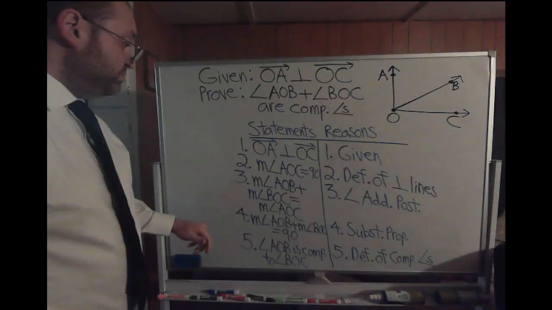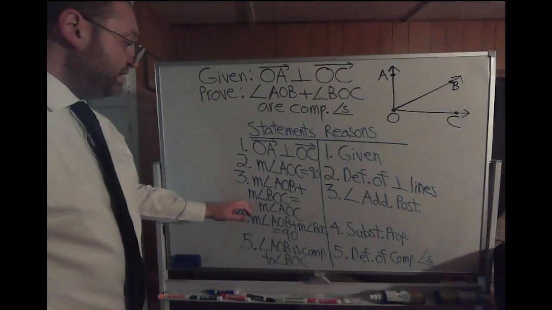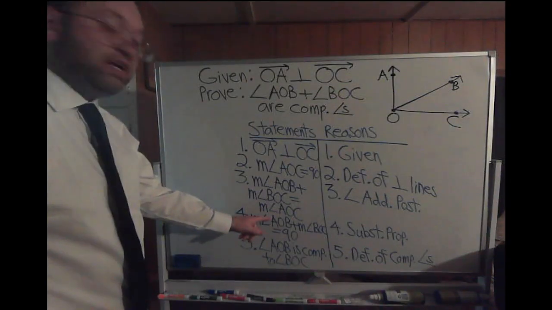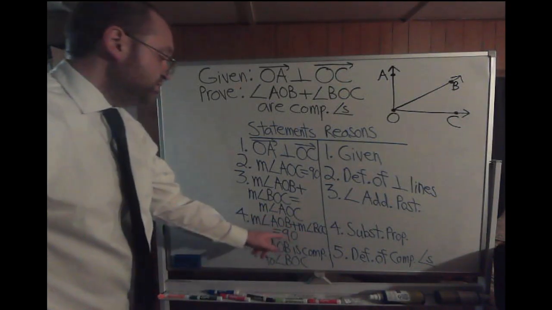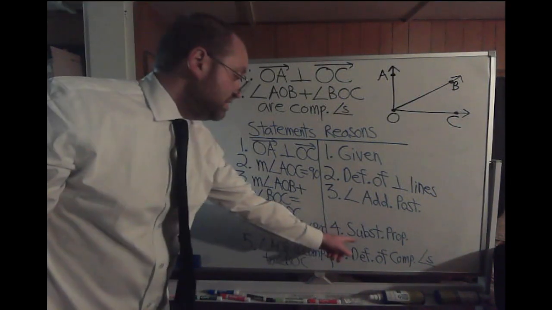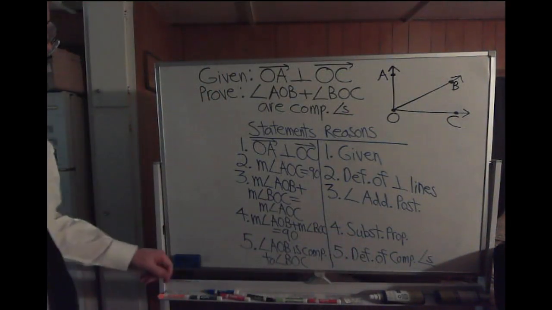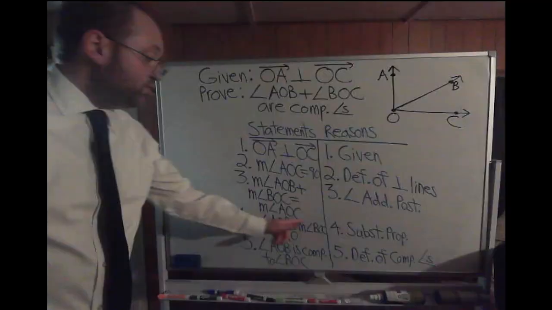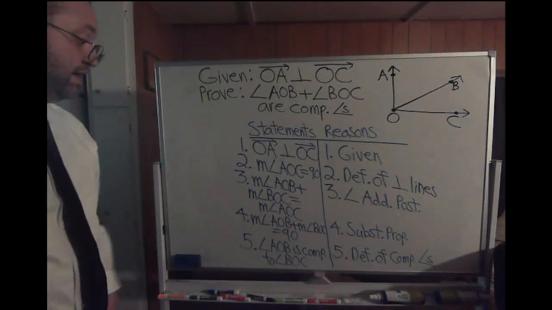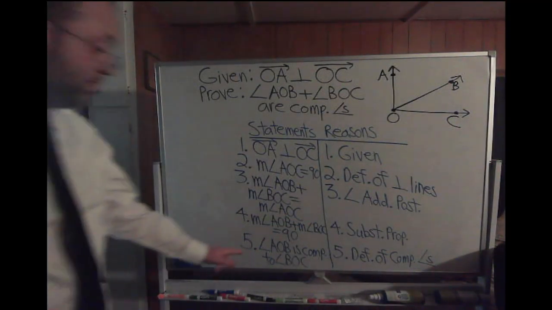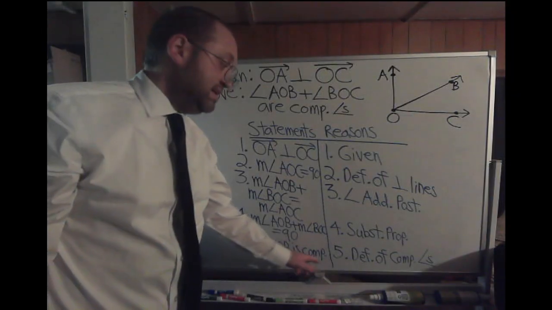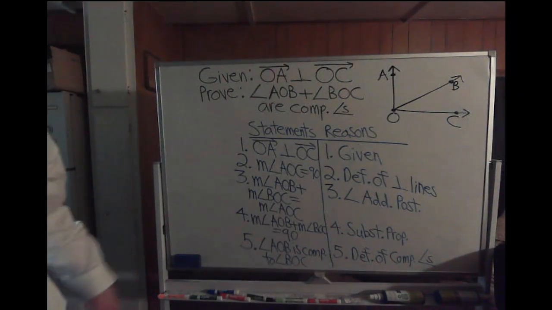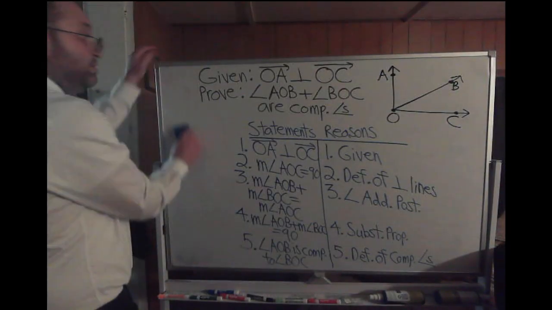That was by the angle addition postulate. So, since we know the measure of angle AOC equals 90 for statement 4, we could substitute in that the measure of angle AOB plus the measure of angle BOC equals 90. That was simply by the substitution property. And then, for the final step, if the sum of those two angles equals 90, that means they're complementary angles. So we were able to prove the angles complementary simply by the definition of complementary angles. So there's the proof of that theorem there.